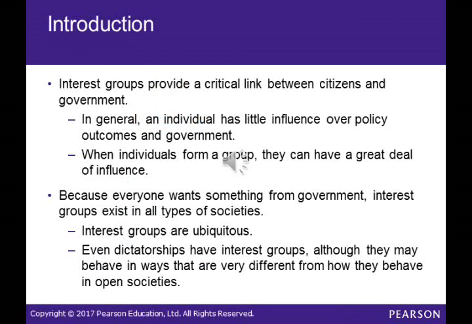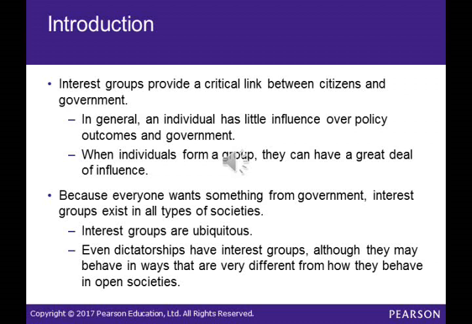In fact, interest groups exist in all types of society, being democratic, being authoritarian, or even dictatorships. And this is the meaning of the statement interest groups are ubiquitous. So ubiquitous means exist everywhere. Why do interest groups exist in all types of societies?